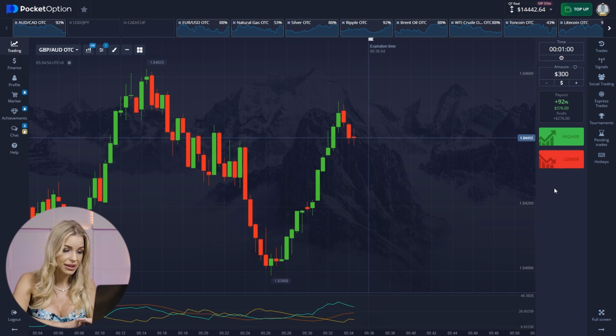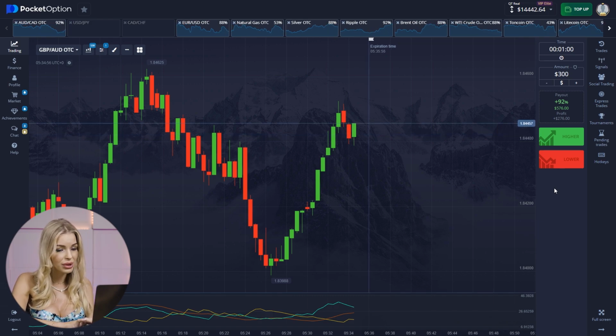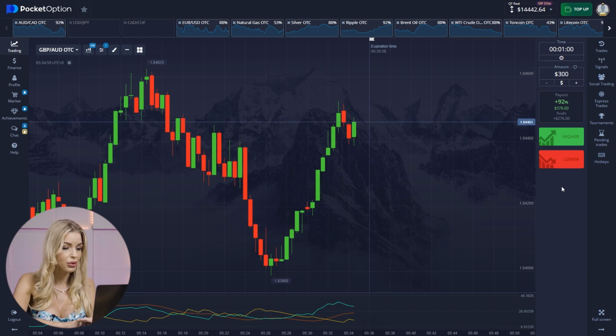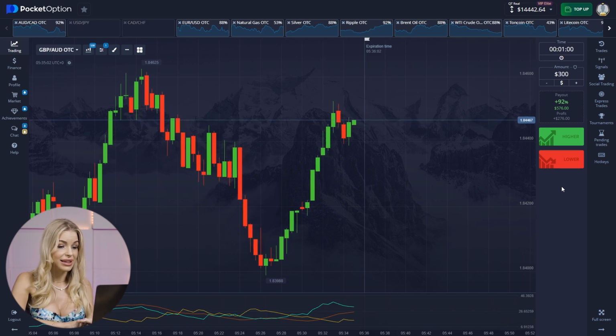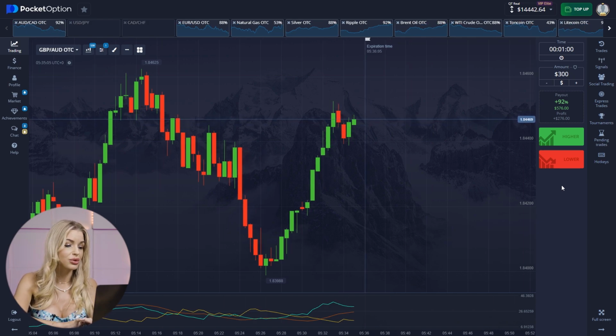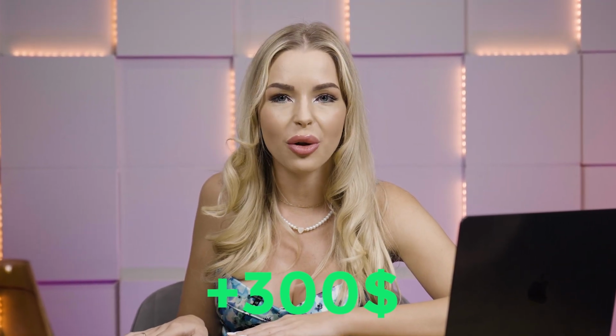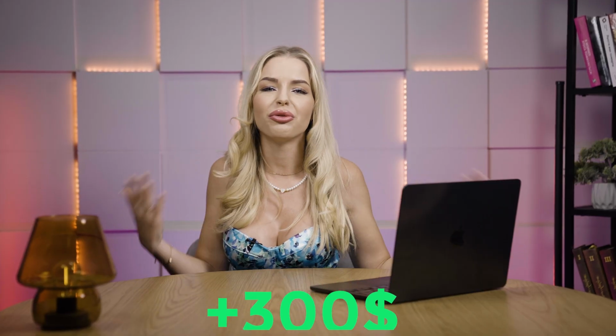We opened the deal at the right time because it seems to me that a significant sideways movement will begin soon, but we will exit the deal before the price has time to reverse. Here we go, 3 candles left and almost $300 more in our pocket. So far, the indicator has been working flawlessly.